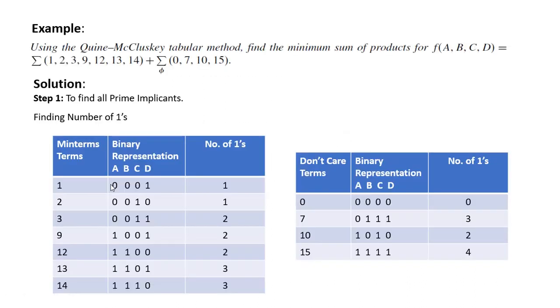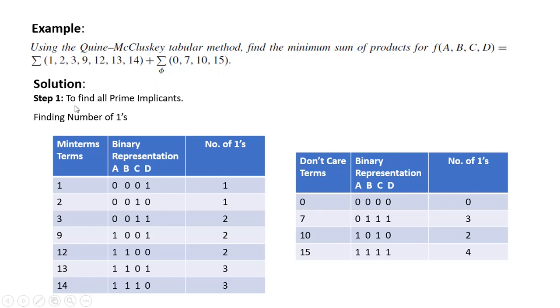Now let's go through an example to clear our concepts. We have this SOP function of four variables A, B, C, D. A is the MSB while D is the LSB, and we have these minterms: 1, 2, 3, 9, 12, 13 and 14. We also have optional or don't care terms, which are 0, 7, 10 and 15.